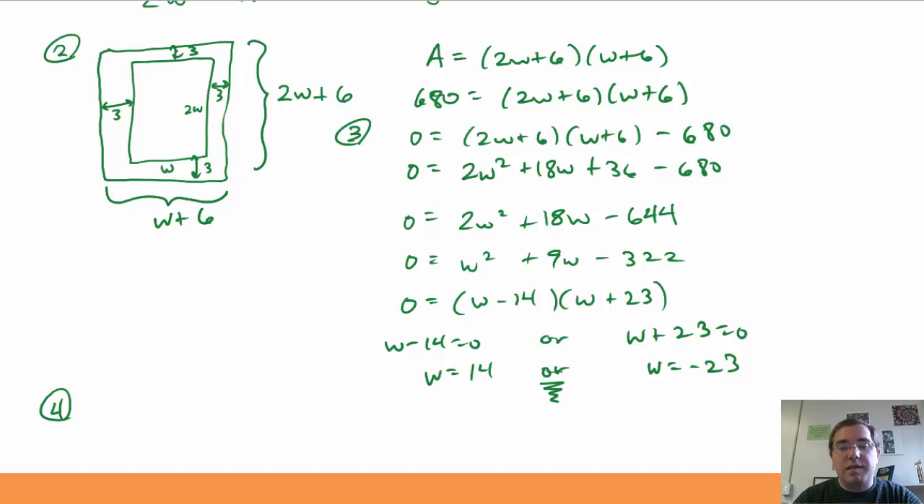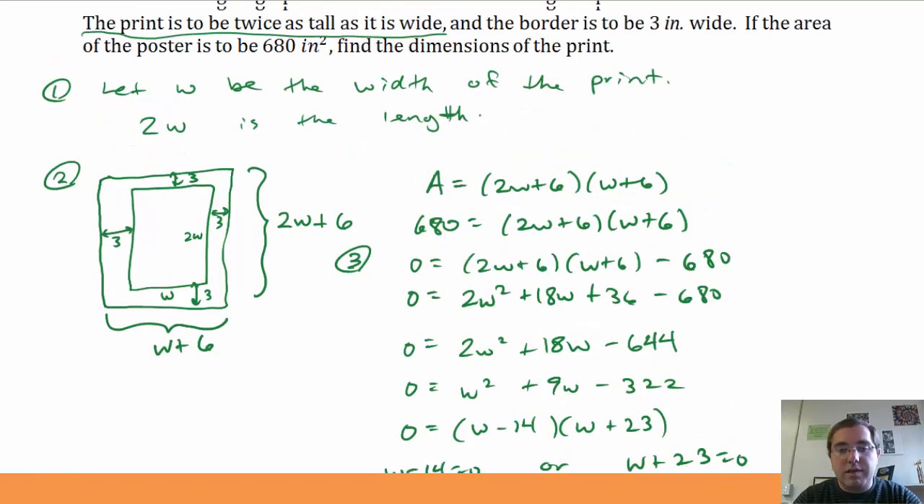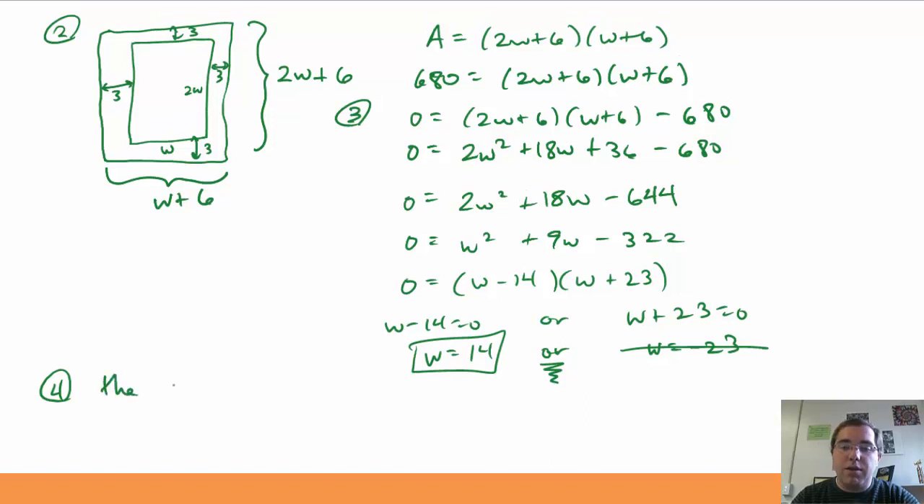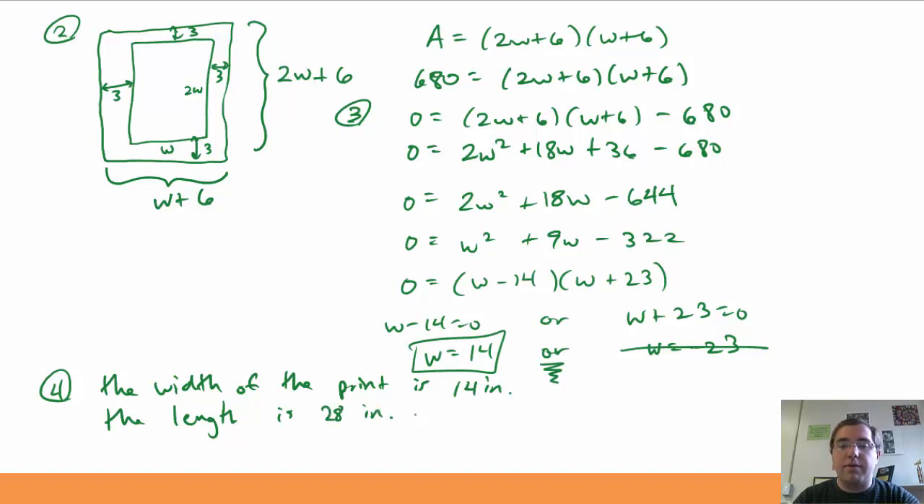And that's okay because we have the word or. And here's where the word or is crucially important. We don't need both of them to work. We only need one of them to work. We'll take the one that does work in the context of the problem. W equals 14. So when we answer the question in step number 4, and the question was to find the dimensions of the print, we're going to write the width of the print is 14 inches. The length, which is 2 times the width, 2 times 14, is 28 inches. Now we've answered the question.